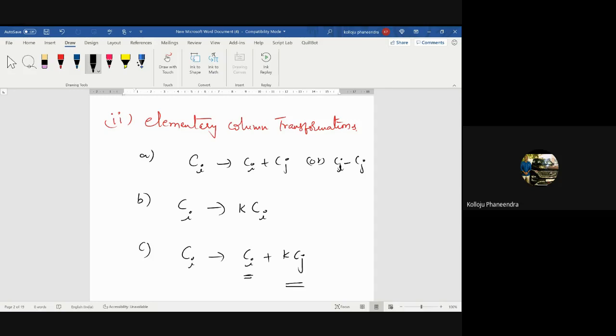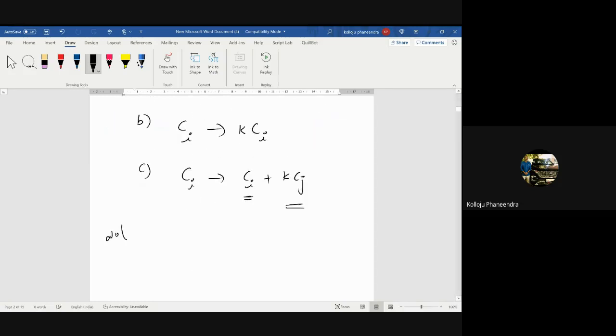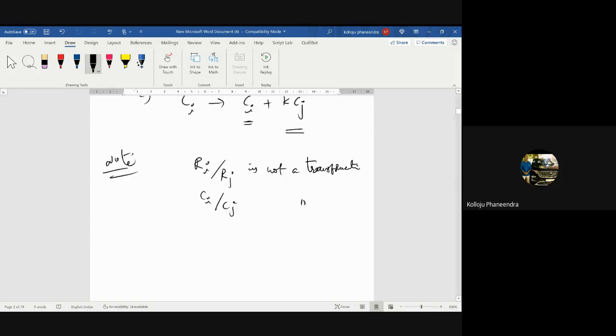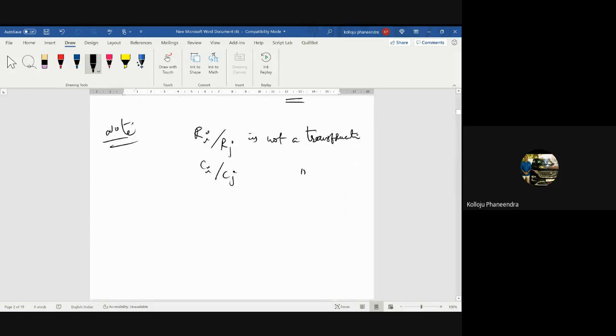And remember, one more point. What is the note here? Note, Ri divided by Rj is not a transformation. That means it is not an operation. Division of rows and columns are not operations. We cannot divide rows. Remember this point. So three transformations for row, three transformations for column.